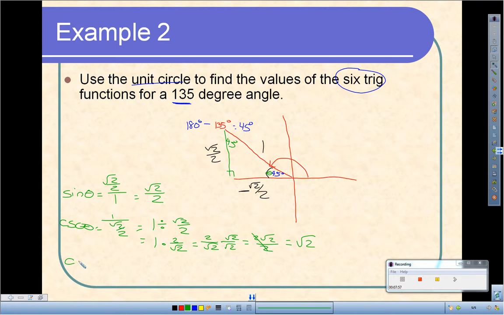All right, cosine is adjacent over hypotenuse, so that's going to be negative square root of 2 over 2 over 1, which is just going to be negative square root of 2 over 2, and I bet you can go ahead and guess what secant's going to be. Secant is going to be hypotenuse over adjacent, and so then you can do the algebra, that'll end up giving you negative square root of 2. So we've got sine, cosecant, cosine, secant.